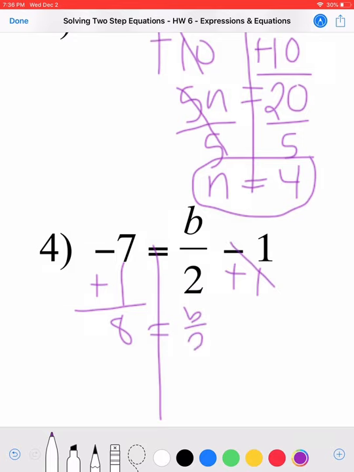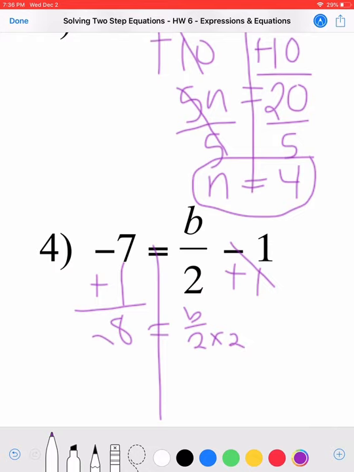B over 2. And I know why y'all give Coach Sparkman such a hard time about his writing on this thing, because it's really hard. So just bear with me, okay? So we're left with 8 equals B over 2. This is just saying B divided by 2. What's the opposite of division? It's multiplication. So we're going to multiply both sides by 2.